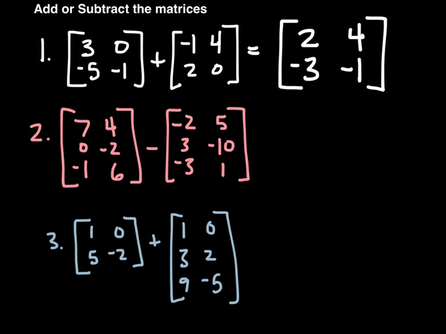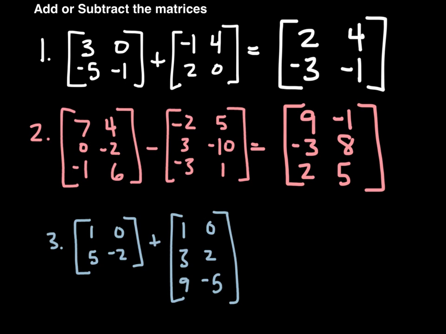Subtraction is exactly the same. You just have to be careful to keep track of your signs. So here we would have 7 minus negative 2. That's actually 7 plus 2, so 9. 4 minus 5 is negative 1. 0 minus 3 is negative 3. Negative 2 minus negative 10 is negative 2 plus 10, so 8. Negative 1 minus negative 3 is positive 2. And 6 minus 1 is 5.